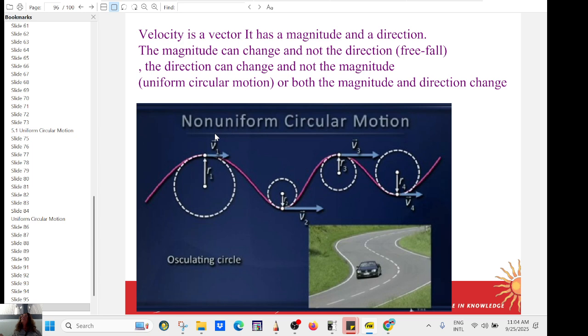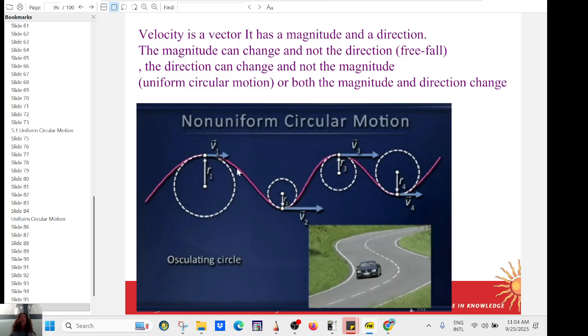non-uniform circular motion. Non-uniform meaning the speed is not constant. So usually when you are making a turn, you don't speed up, okay? You slow down. So you are doing two things at the same time: you are changing the magnitude of the speed and its direction.